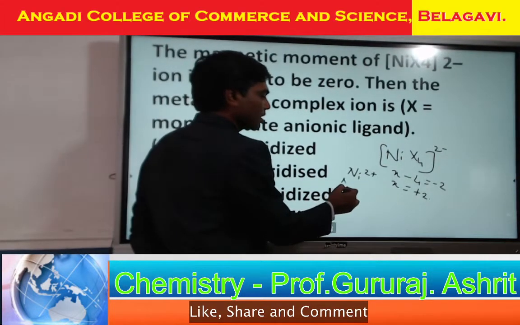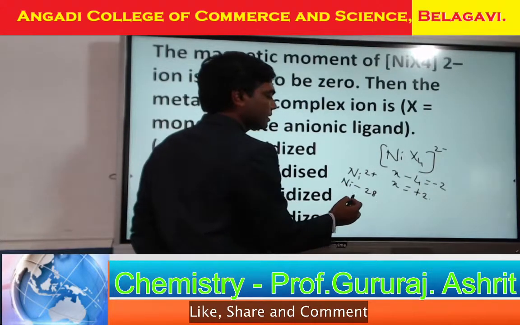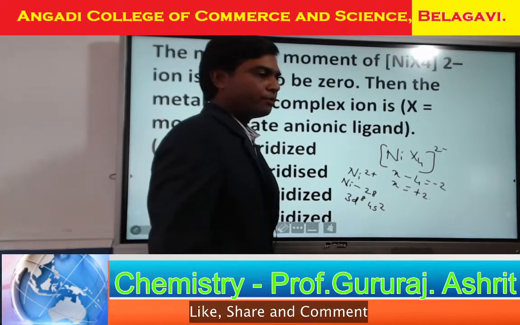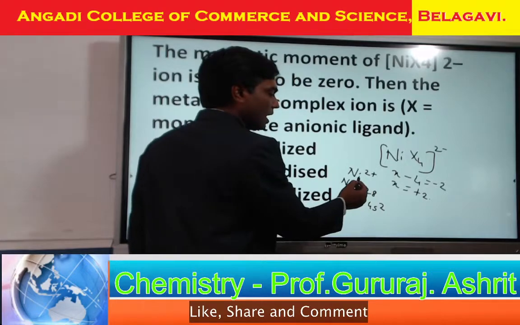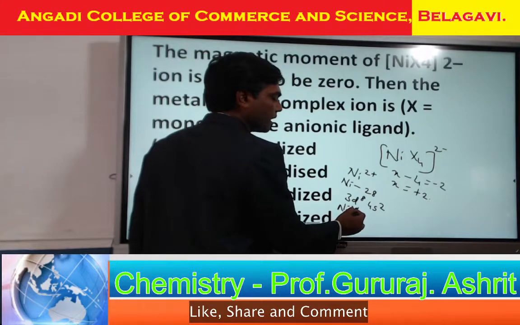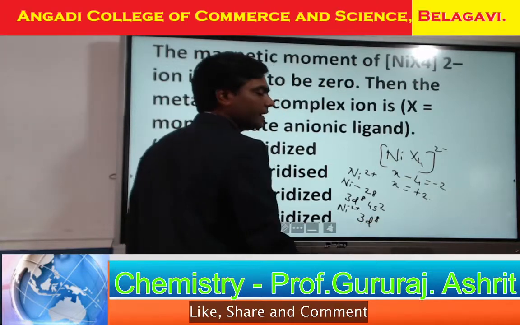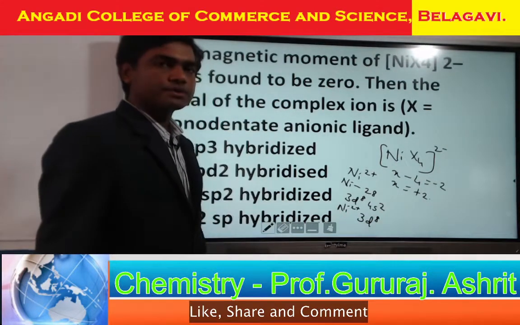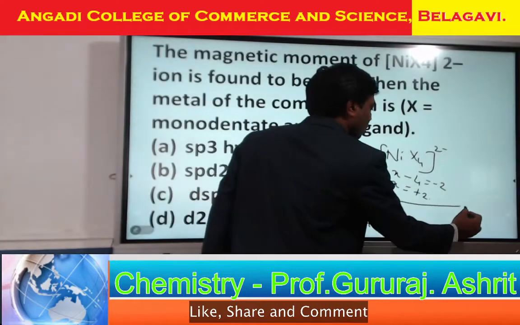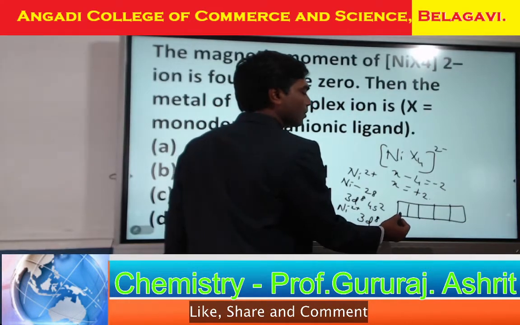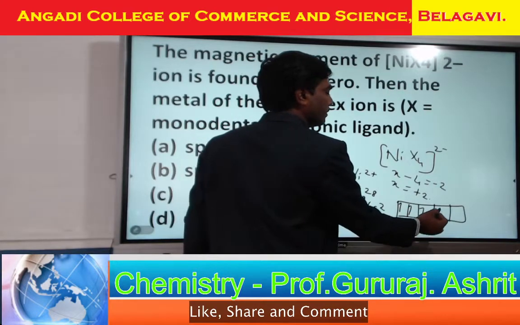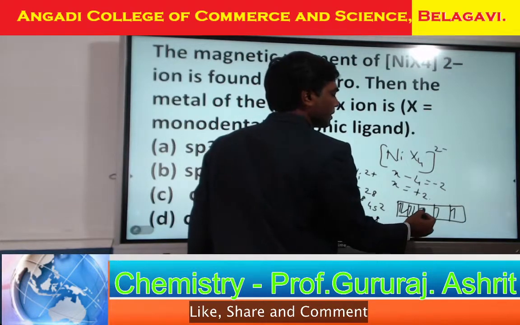We know the atomic number of Ni is 28, so the configuration is 3d8, 4s2. The configuration of Ni2 plus is, remove the 2 electrons, it becomes 3d8. And when it becomes 3d8, you should draw the orbital picture which contains 5 orbitals. 8 electrons means 1, 2, 3, 4, 5, 6, 7, 8.